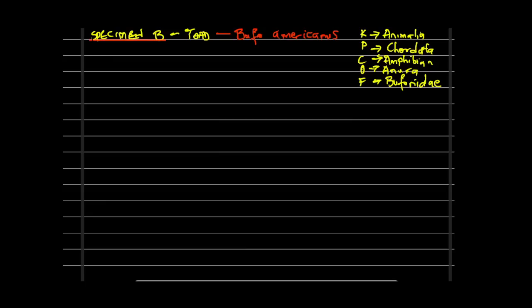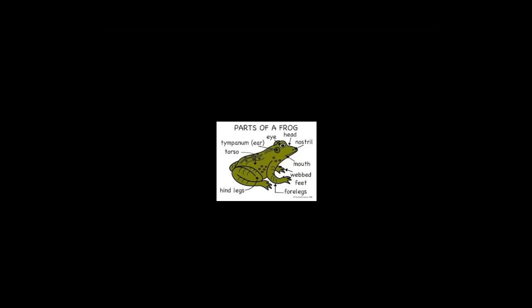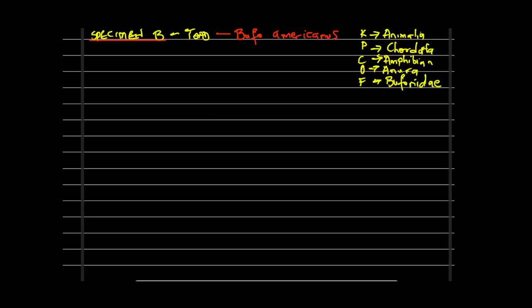Let me quickly show us the picture of what I'm talking about. All right, we can see this is what a toad looks like. On this particular species, it doesn't have a very smooth back, unlike this one that we can see here. This one has more or less a smooth back, but the one I showed earlier doesn't have a very smooth back. So that is one of the characteristic differences between the toad and the frog.